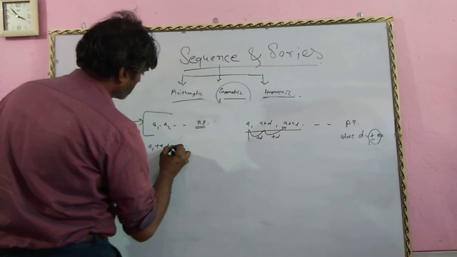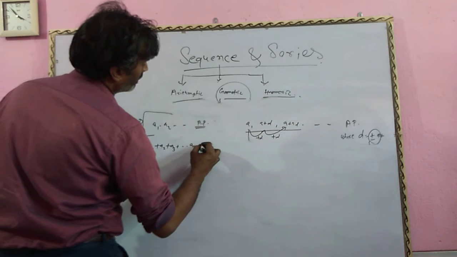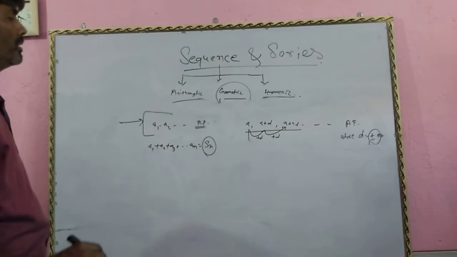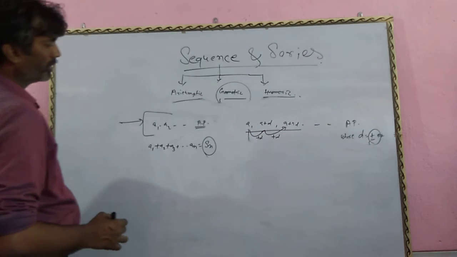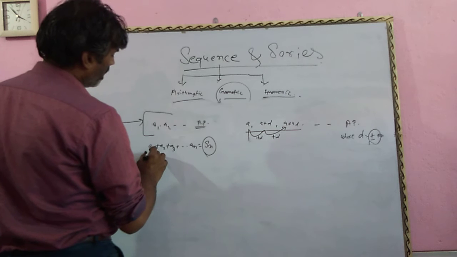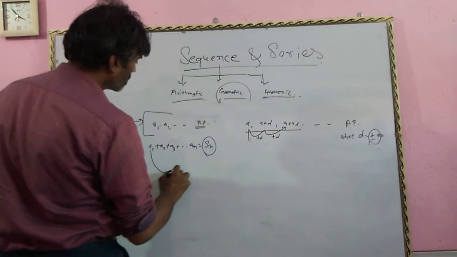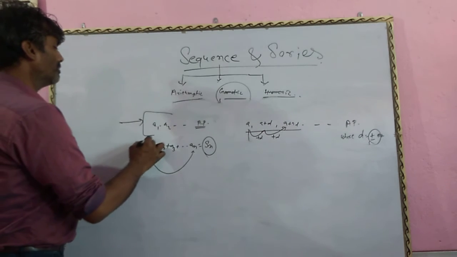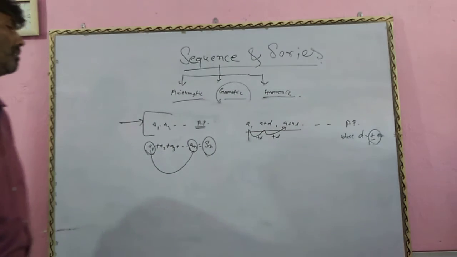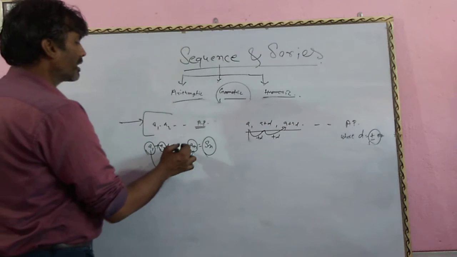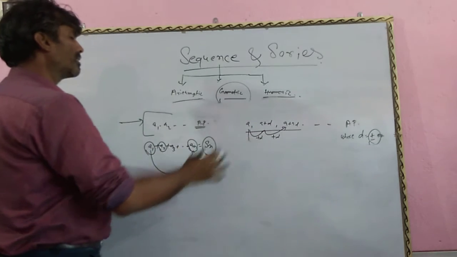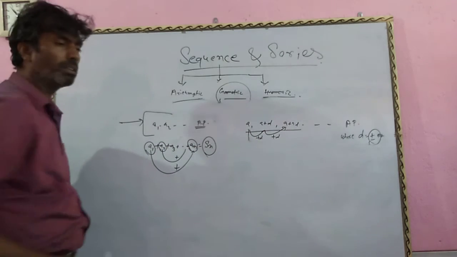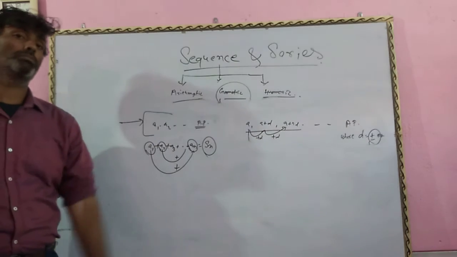A1 plus A2 plus A3 plus An. This will be the sum of n terms. And what do you see? While you see some arithmetic progression, you will definitely notice that the summation of the first term and last term, and the second term and the second from last term, are all equal.